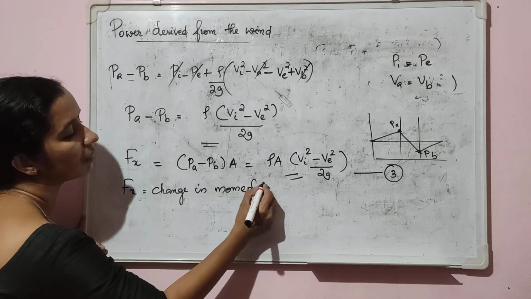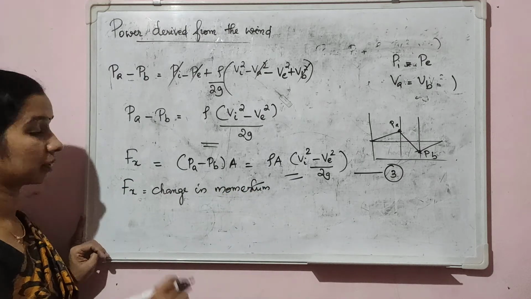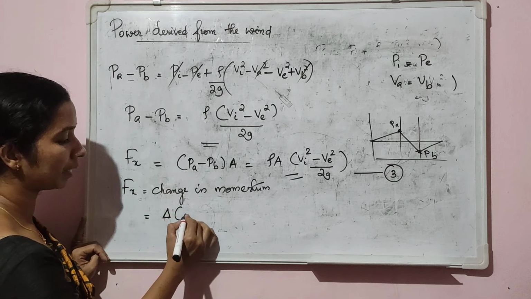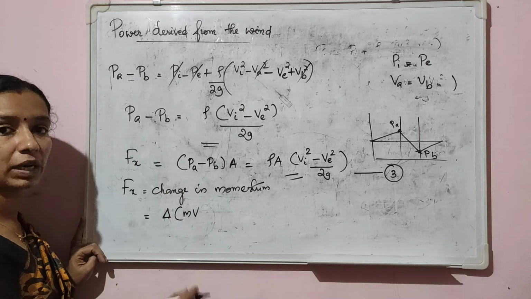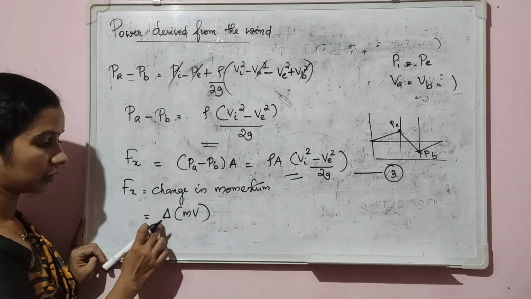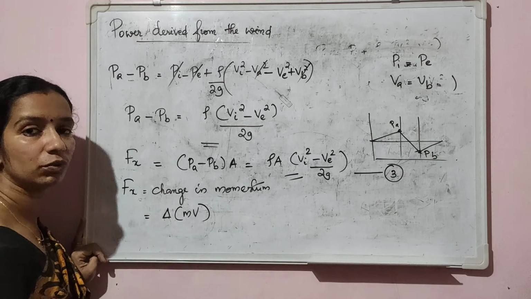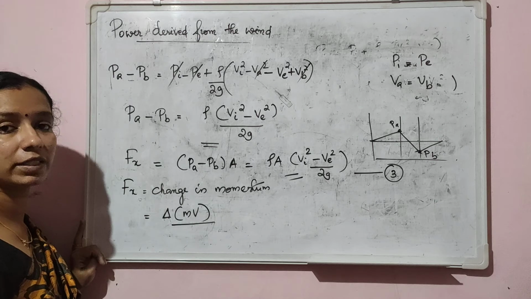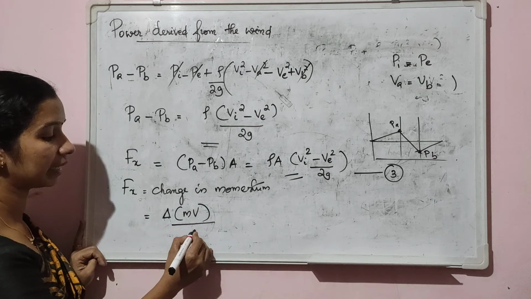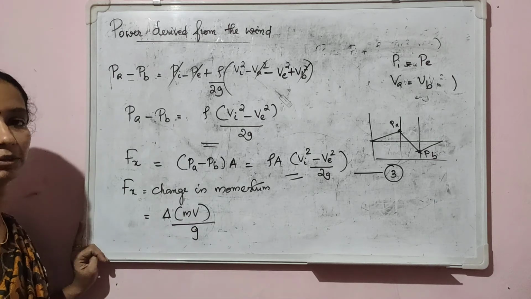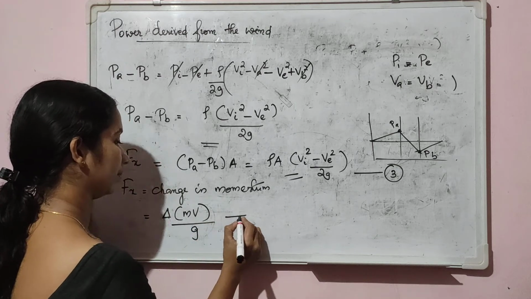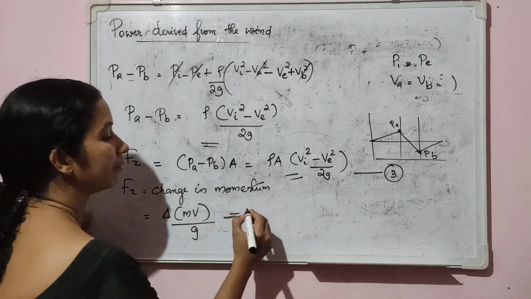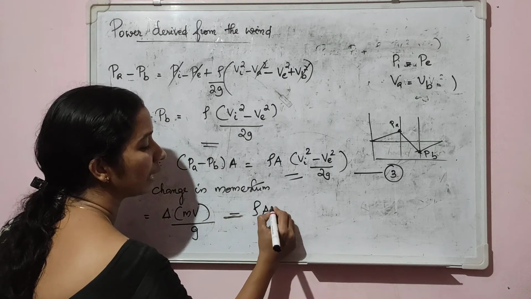So this is from Newton's second law of motion. Force is equal to change in momentum. That is, change in momentum is m into v. Mass into velocity gives the momentum. So change in momentum is delta m into v. And as I have already said, according to Bernoulli's principle, we have to divide this term by acceleration due to gravity g. So this will be equal to m. M is the mass flow rate, and we have already denoted it as rho into A into V.